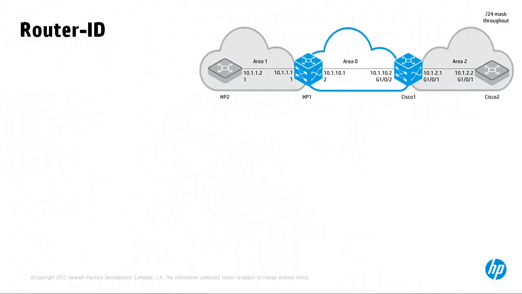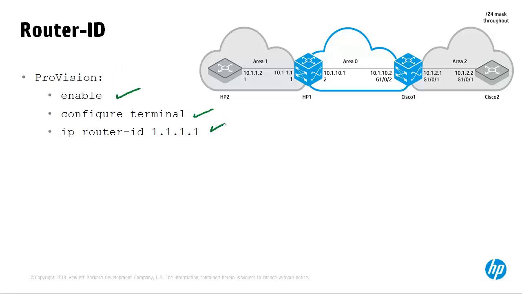In OSPF, each router or switch is uniquely identified by a router ID. So each device in the OSPF domain needs to either be statically configured with a unique router ID, or a router ID will automatically be chosen from one of the IP addresses configured on that device. It's recommended that you configure a router ID manually. To do that on a Provision switch, type enable, conf t, ip router-id, and specify the router ID.